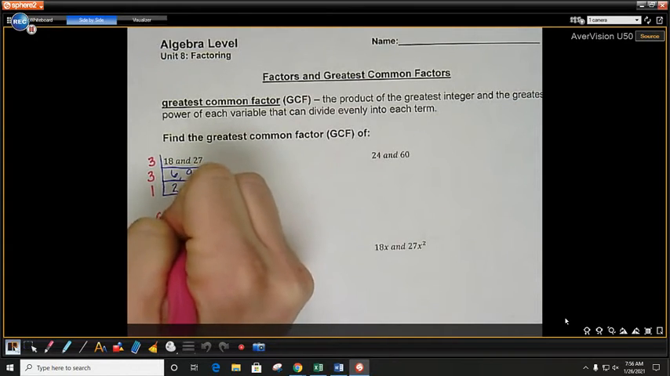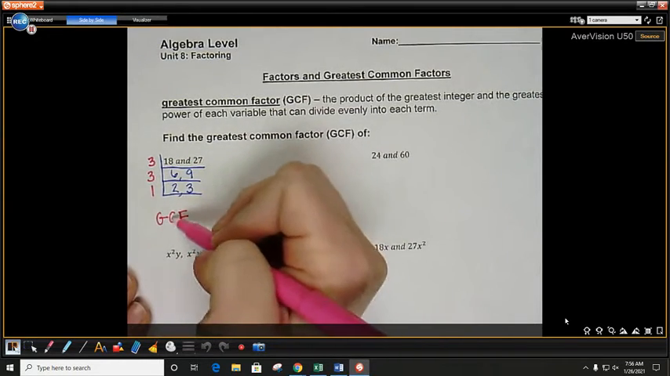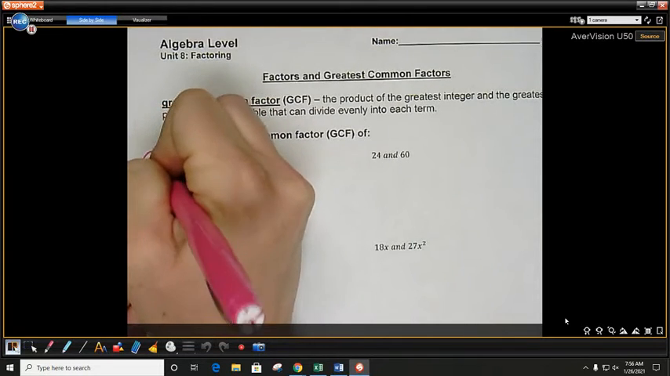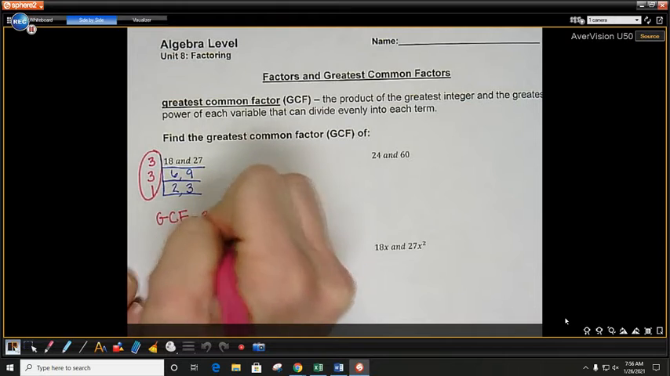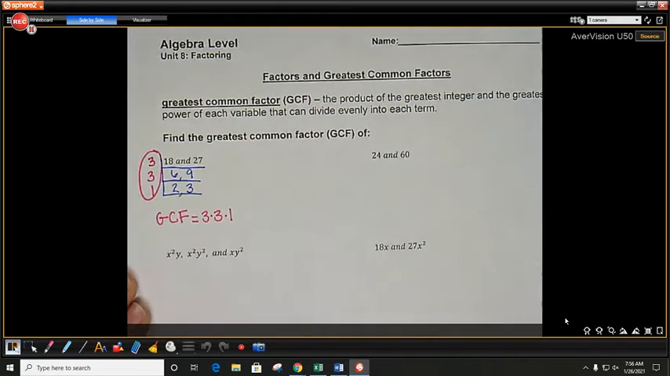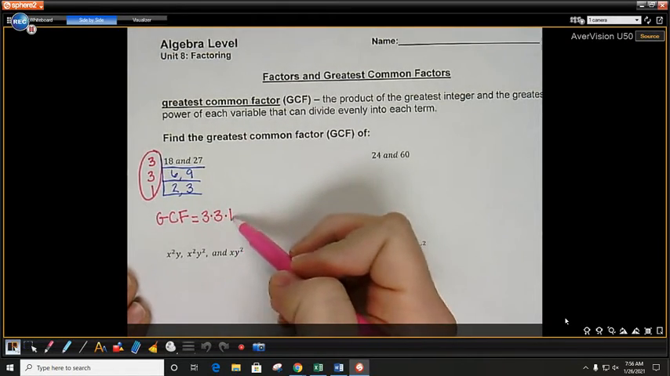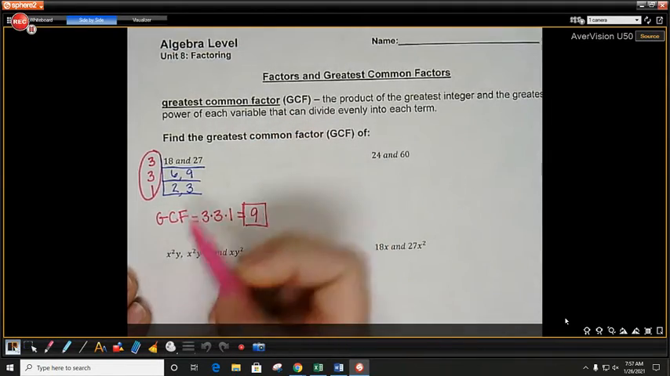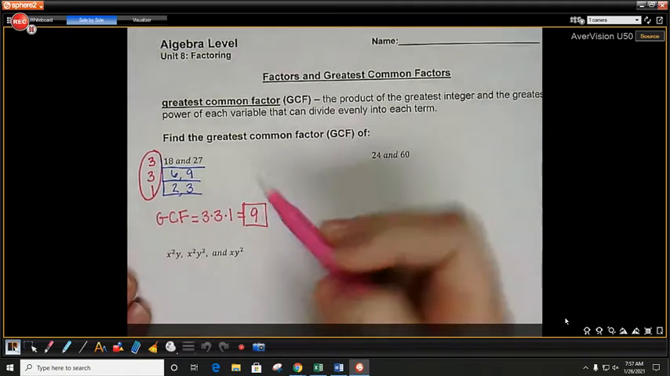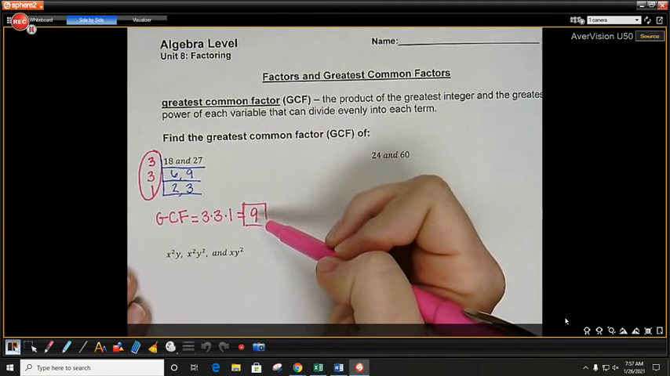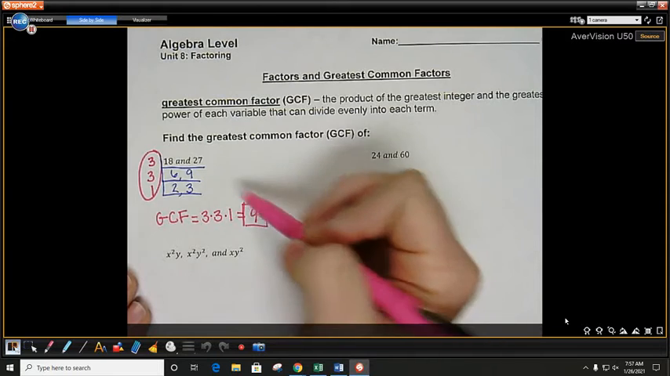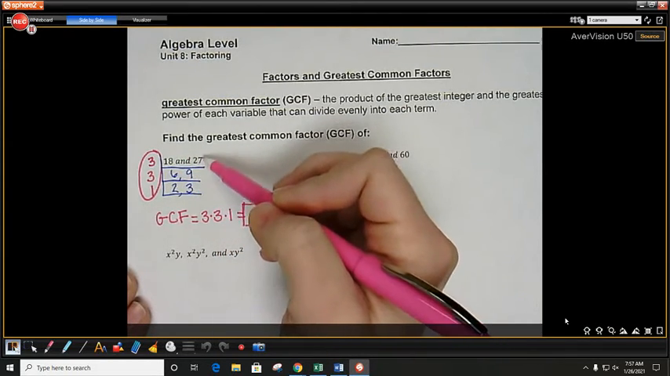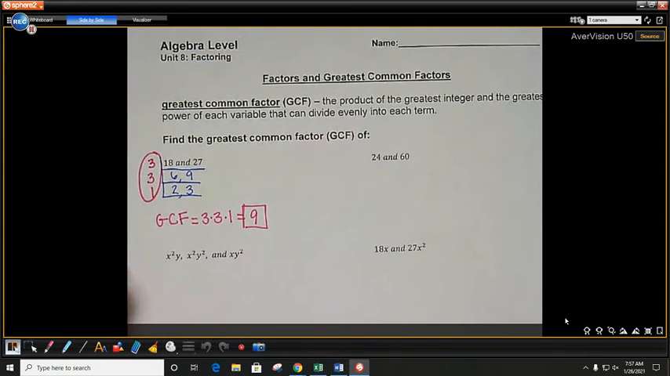So then my GCF, which is our shorthand way of saying greatest common factor, is equal to all of these outside factors that I pulled out. So 3 times 3 times 1. 3 times 3 is 9, times 1 is 9. So my GCF of 18 and 27 is 9. Now a way that you can check this is 9 times 2 is 18. 9 times 3 is 27.